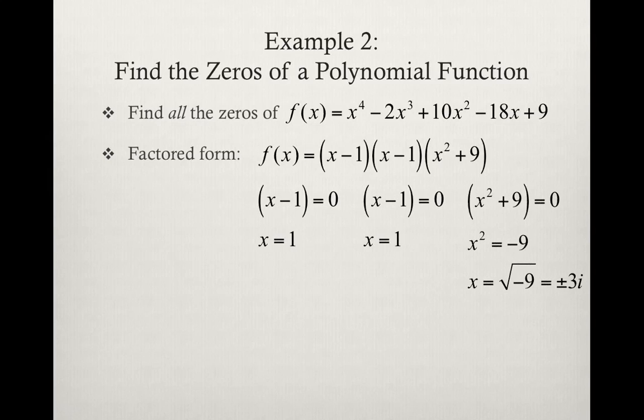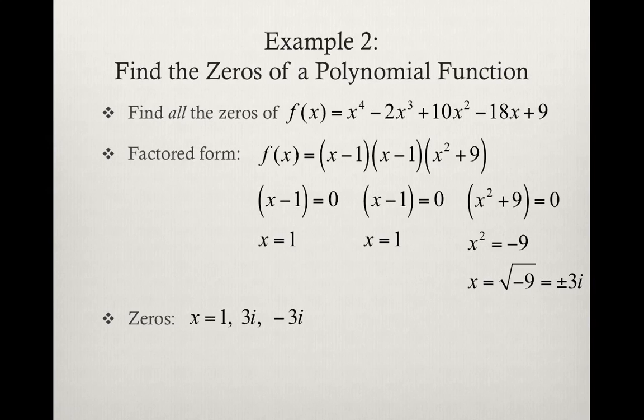And then I set my x squared plus 9 equal to 0. And notice that I had to subtract the 9 to get x squared by itself. So when I take the square root of both sides, I end up with the square root of -9, which ends up giving me 3i. And remember, it's plus or minus because when I square root as part of solving an equation, it's always plus or minus. And so my actual zeros are 1, positive 3i, and negative 3i.